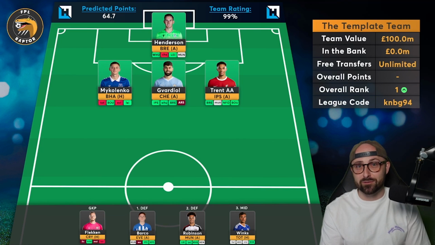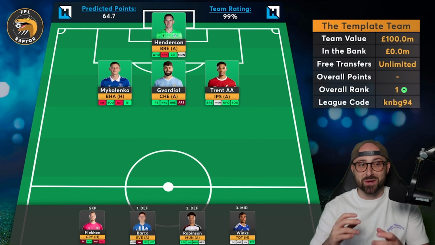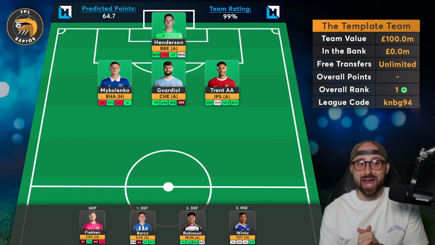6 assists last season for Fulham. He's looked very good during pre-season, already got 2 or 3 attacking returns. And the fixtures are also very good. And he rotates extremely nicely with Mykolenko. So I actually really, really like that pair of Mykolenko and Robinson. I've had it in a couple of my drafts.